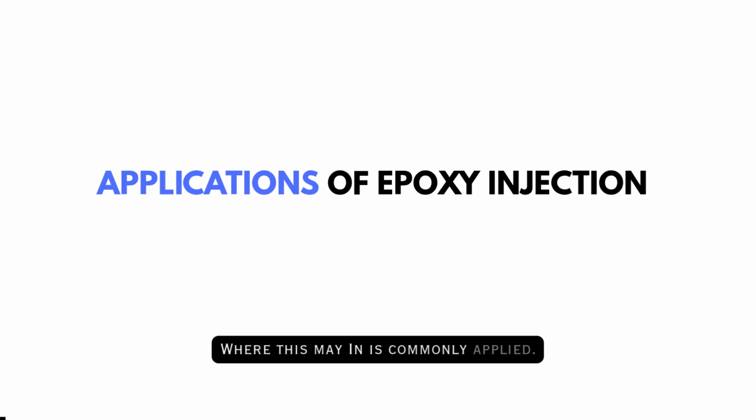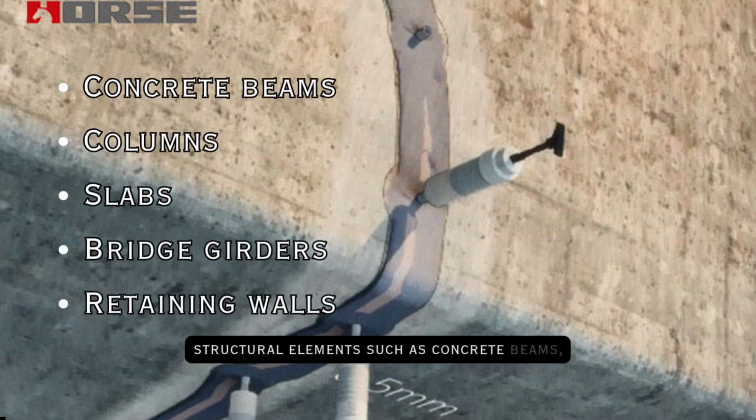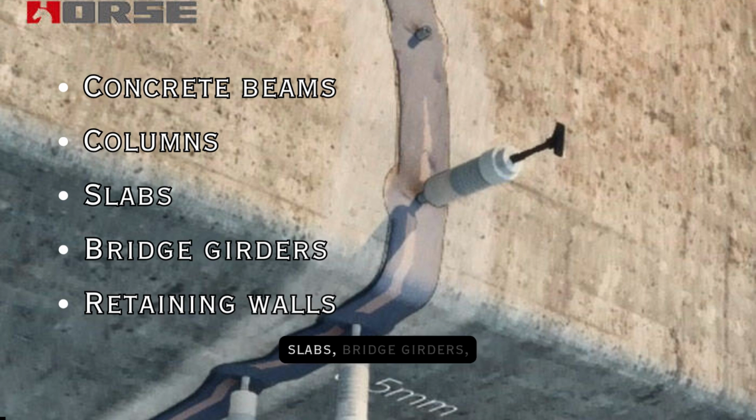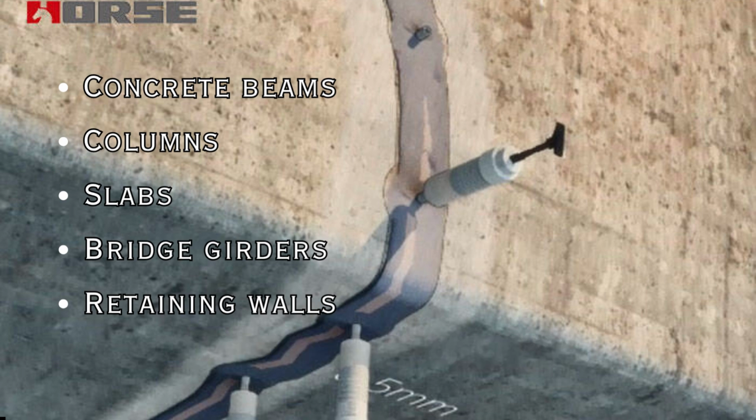Where this method is commonly applied. Epoxy injection is widely used in structural elements such as concrete beams, columns, slabs, bridge girders, retaining walls, and other reinforced concrete members where structural continuity is affected.